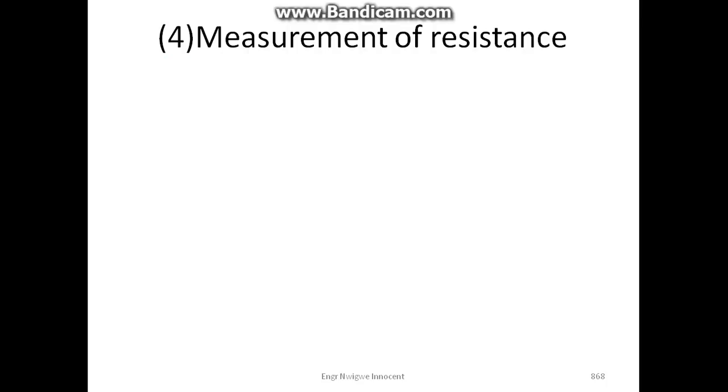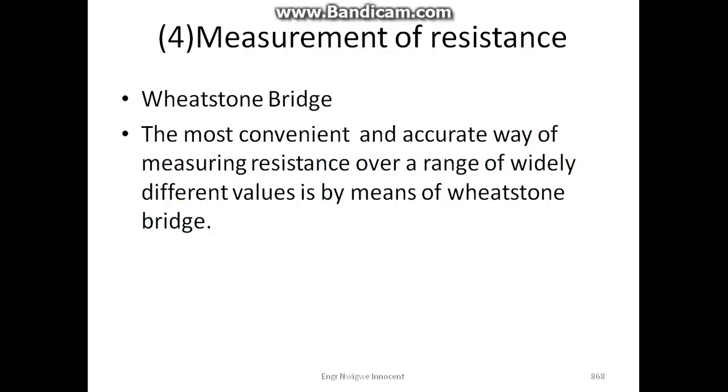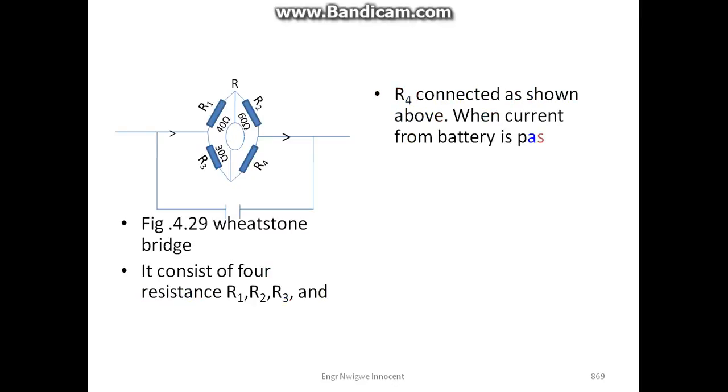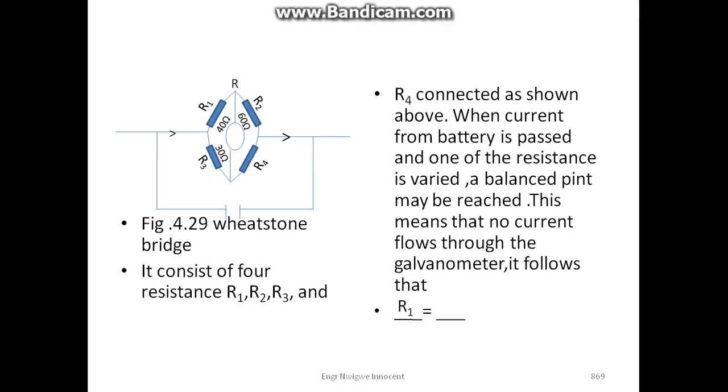For measurement of resistance, the Wheatstone bridge. The most convenient and accurate way of measuring resistance over a range of widely different values is by means of the Wheatstone bridge. Figure 4.29, Wheatstone bridge. It consists of four resistors R1, R2, R3 and R4 connected as shown above. When current from the battery is passed and one of the resistors is varied, a balance point may be reached. This means that no current flows through the galvanometer. It follows that R1 over R2 equals R3 over R4.